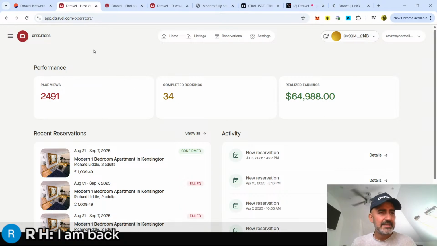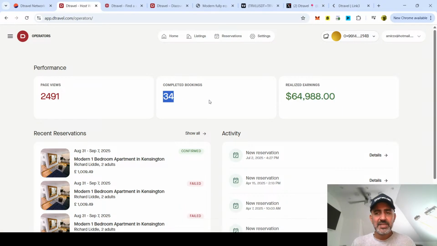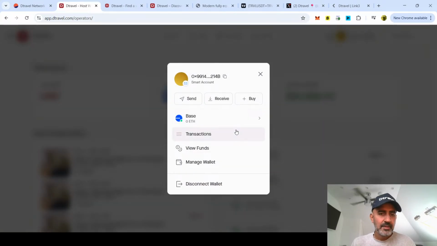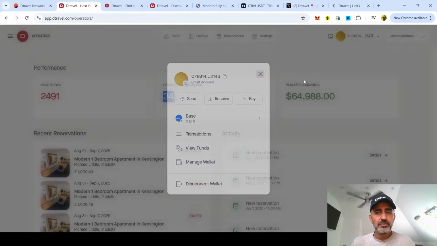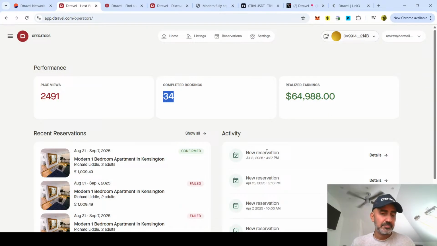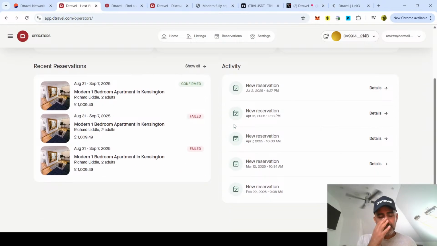This is my back end. Nothing's changed. It's still the same. This is my almost $5,000 of realized earnings in the last 4 years. And I've completed 34 direct bookings using Dtravel. So I can vouch for Dtravel. I know it works. See that my crypto wallet is connected here. See that? This is all hosted by Dtravel. I don't even have to host this wallet. It's hosted by Dtravel. And that's great because I don't have to worry about my phone getting hacked.